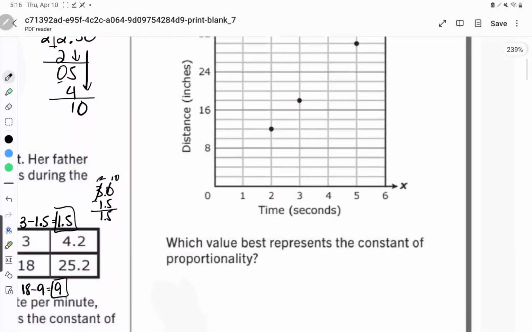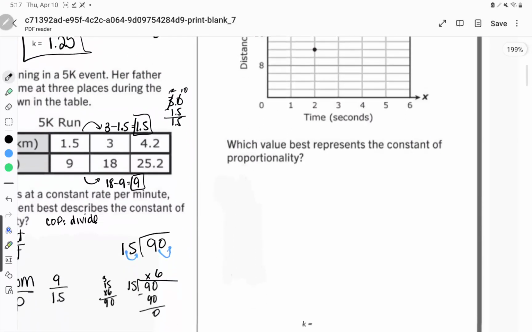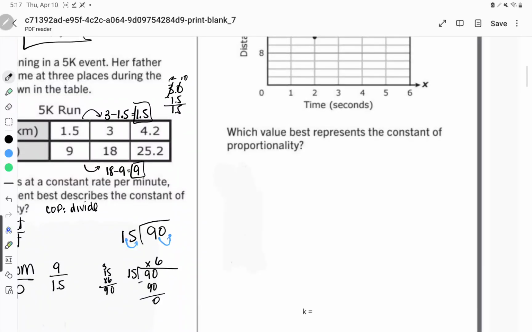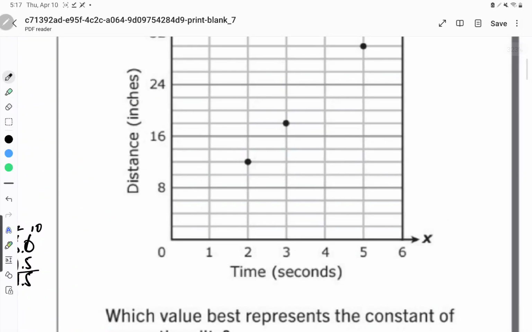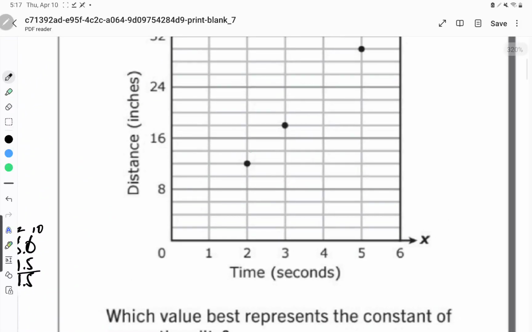Next one. This says what value best represents the constant of proportionality. So that means we're going to find k. Now, k or m on a graph is rise over run. So I go from dot to dot. In this case, they gave me some dots. So I'm going to go from here to here. First, I need to see how much we rose. But there are no numbers right here, so I need to figure out what my numbers are.